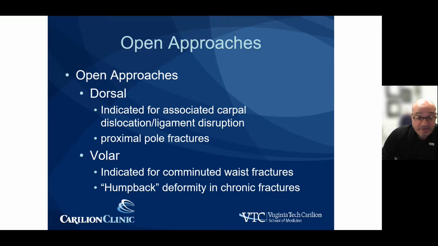As we move from percutaneous and arthroscopically assisted approaches to the open approaches, when do we do a dorsal or volar approach? The dorsal approach is usually indicated in associated carpal dislocation, ligament disruption, such as a greater arc injury, or those involving the proximal pole of the scaphoid. The volar approach is indicated for common waist fractures, those that have a significant humpback deformity, in the chronic setting, or chronic fractures that we tend to recommend a volar approach for.